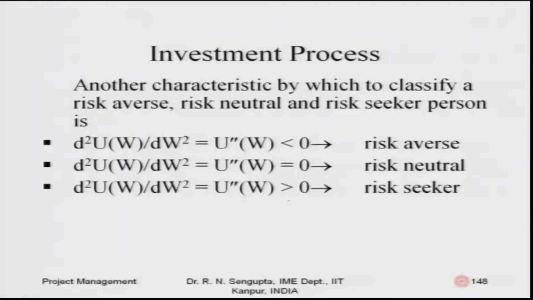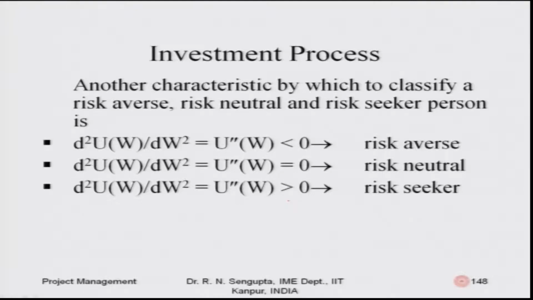Another characteristic by which we can classify a person as risk averse, risk neutral or risk seeker is by considering the second derivative of the utility function. As the first bullet point mentions, if the second derivative of the utility function is less than 0, it is a risk averse person.